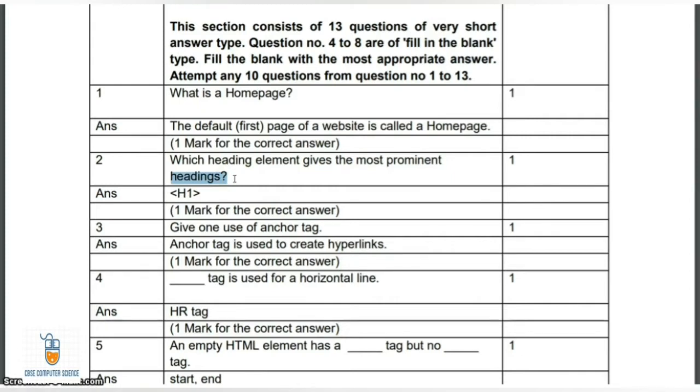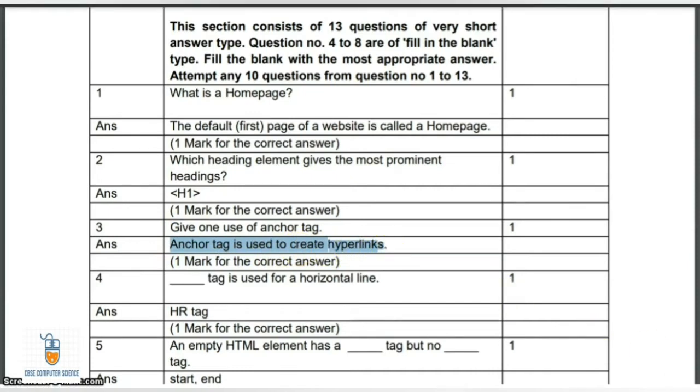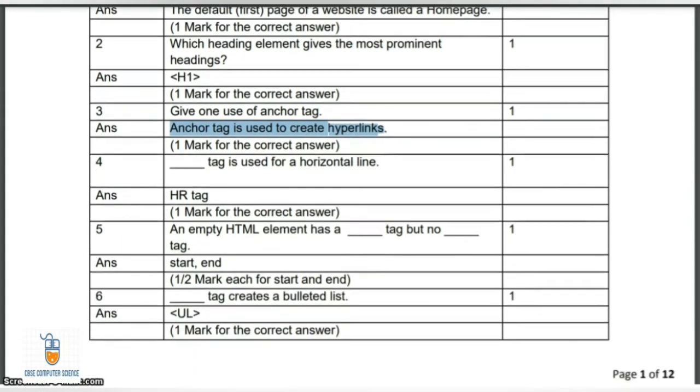The second question is, which heading element gives the most prominent heading? We know that in HTML there are 6 headings starting from H1 to H6. So H1 is the most prominent heading. The next question asked is, give one use of anchor tag. The anchor tag is basically used to create hyperlinks. It can create internal, external or any type of hyperlink. So we are able to create hyperlinks using the anchor tag.